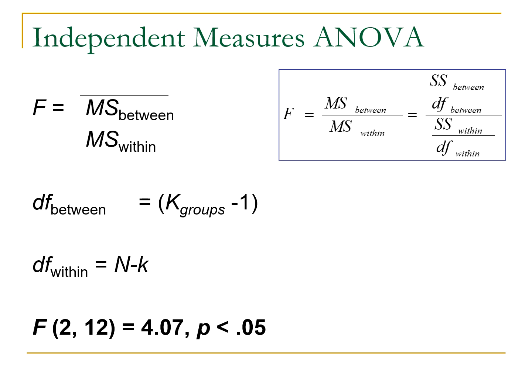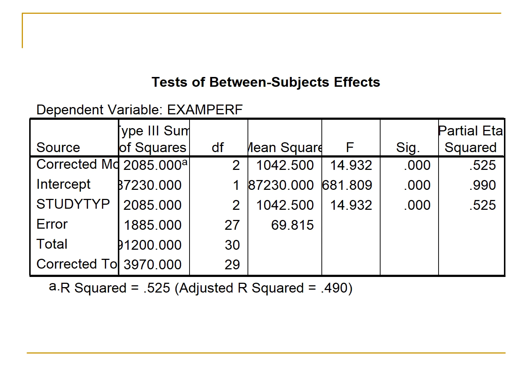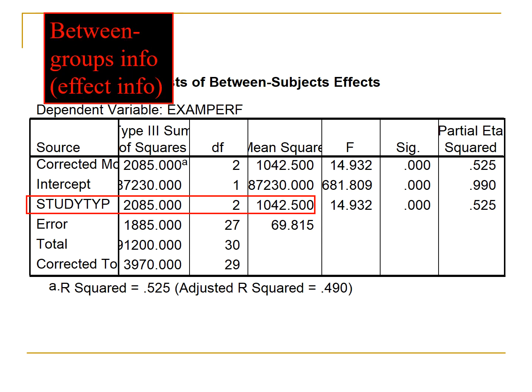So again, when we look at independent measures ANOVA, F is the MS between divided by MS within. Our degrees of freedom between is the number of groups minus 1, and the degrees of freedom within is the total number in the sample minus K. We can use this to calculate it out. And if we look at the actual SPSS test of between subjects, we have our study type, which is our effect, and therefore we also have our error.